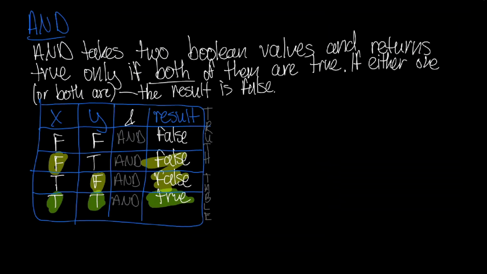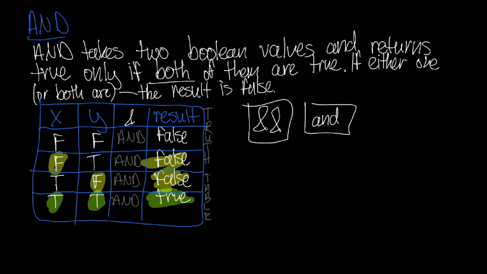Now, in code, AND is typically written as two ampersands. I'm sorry, I suck at writing them. In languages like C, Java, JavaScript, or they could simply just be the keyword and, like in Python, but this is usually how you're going to check in programming languages if you want to AND two conditions.